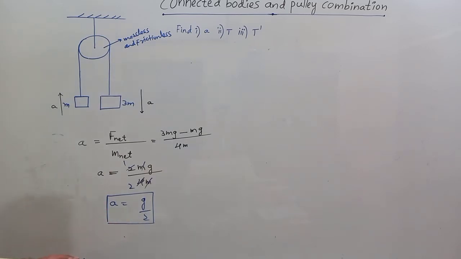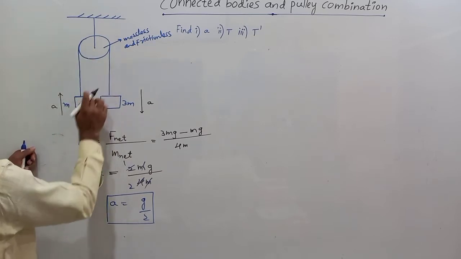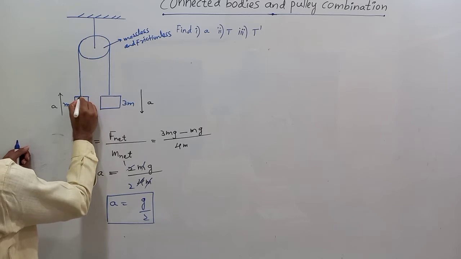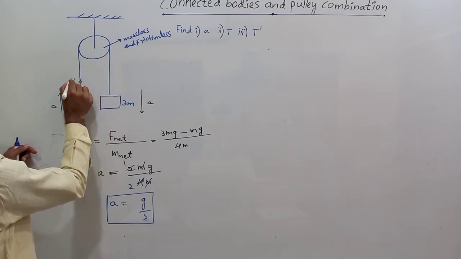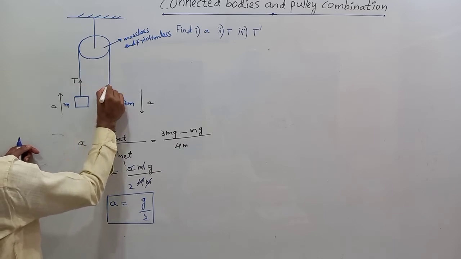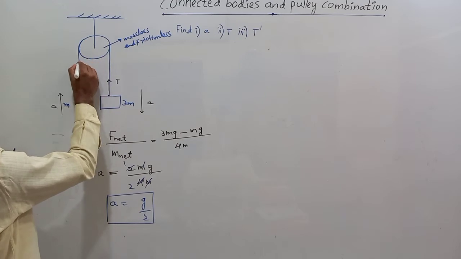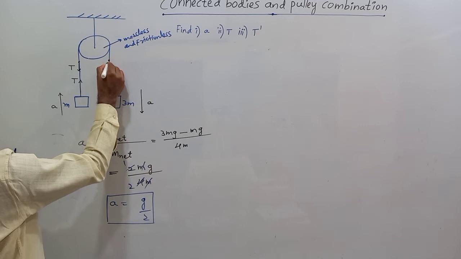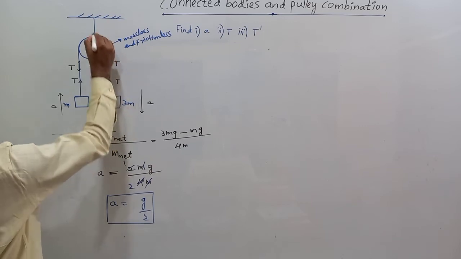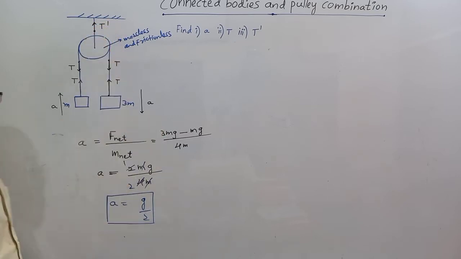Then what do you want? Then the tension in the string which is connected between M and 3M. Here the tension on M is this side. Tension on 3M is this side. Here the tension on the pulley at this point is down, sir. Tension on the pulley at this point is down, sir. Tension on the pulley at this point is up, that is T dash.